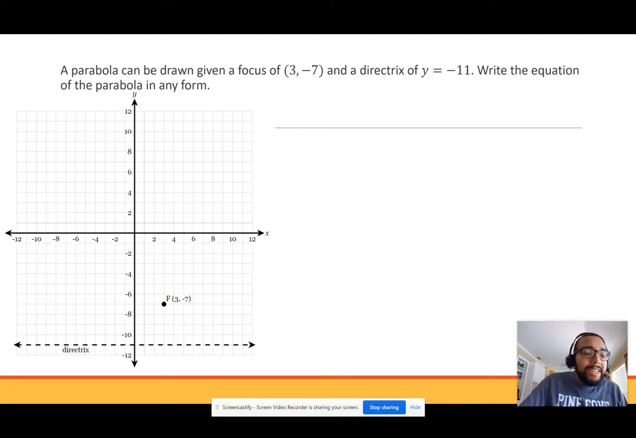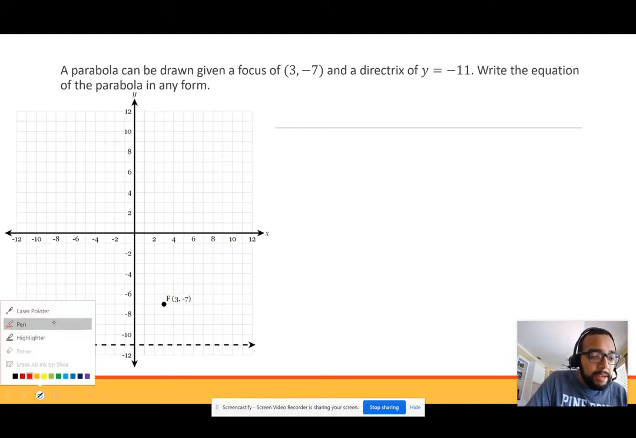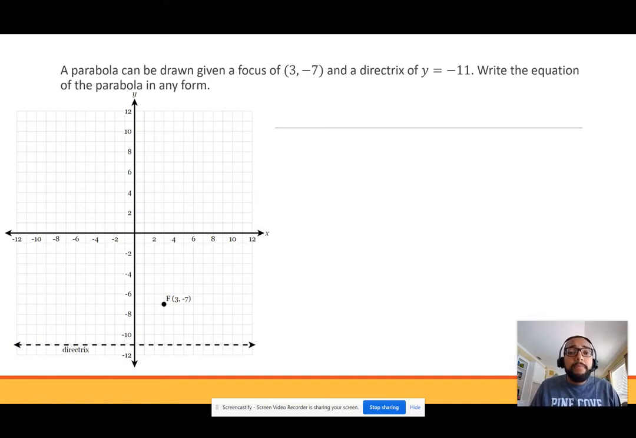Step 2, find the distance. Find the distance from your focus to directrix. What's that total distance there? Luckily here, you could just count the units, or you can count the number of spaces between -7 and -11. Either way, in this case, we got a total distance of 4. Okay? First step, plot our focus and directrix.